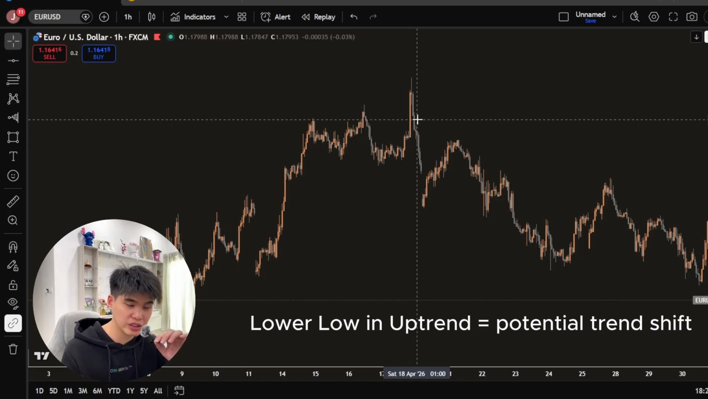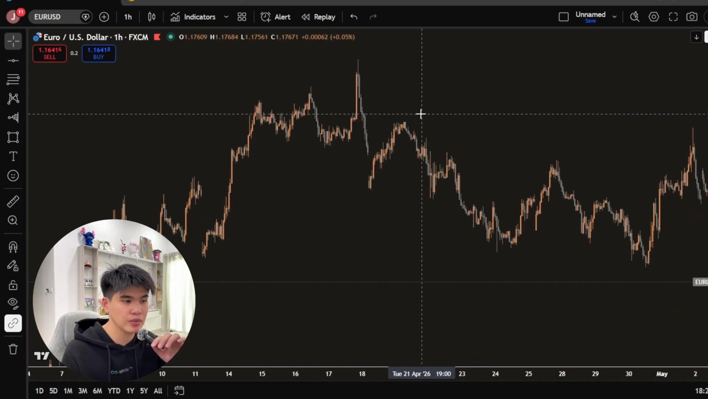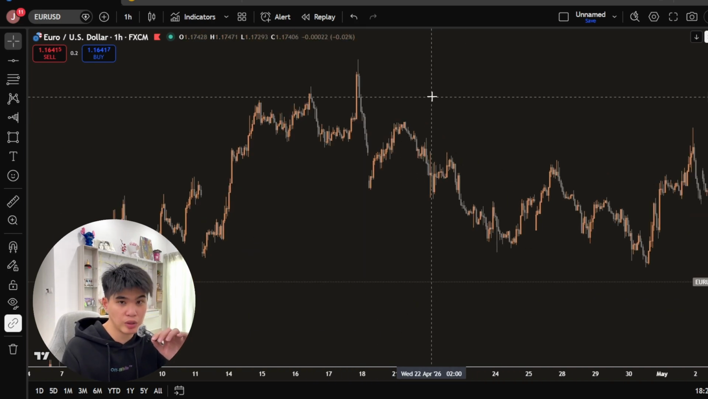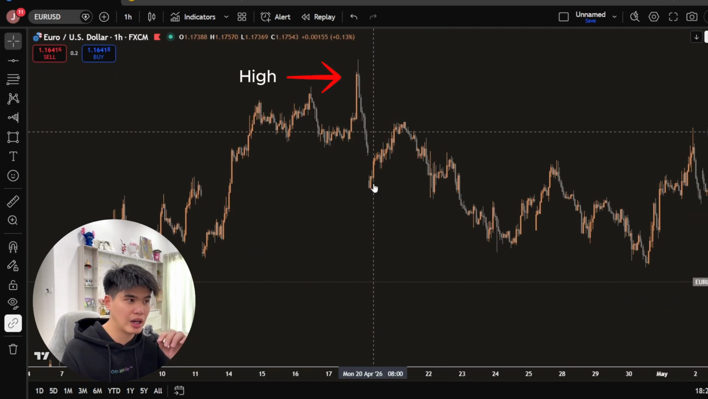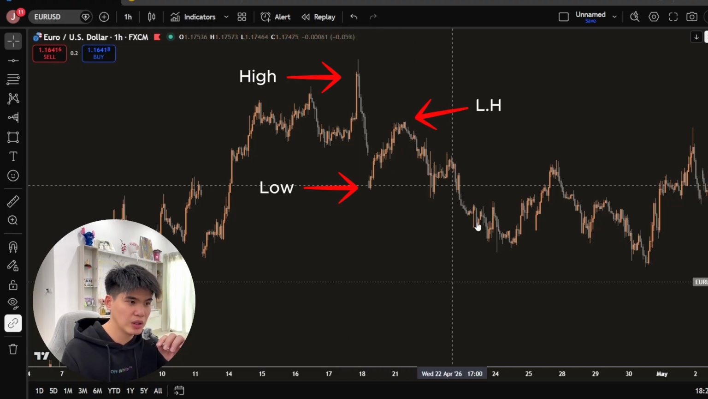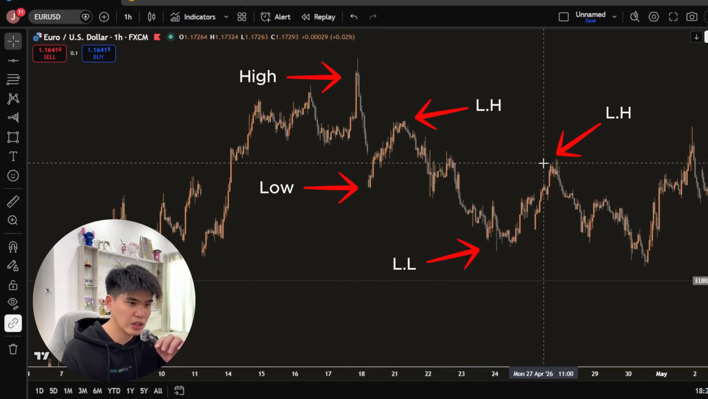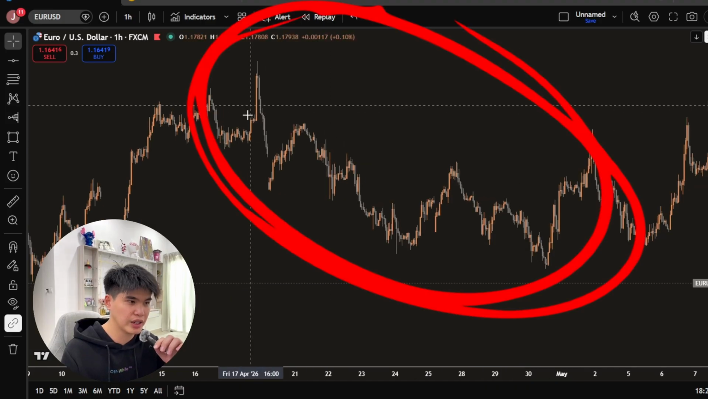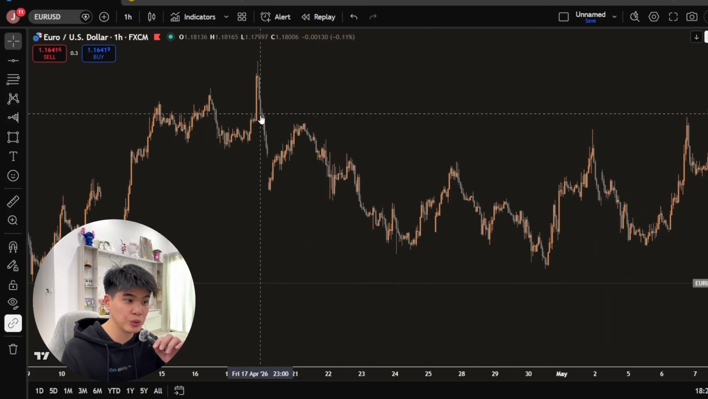So that's the starting of a trend shift. All right. At this whole chunk, let's plot our highs and lows. We have our high, we have our low, lower high, lower low, lower high, and lower low. All right. So this whole bunch here, it's going downtrend.